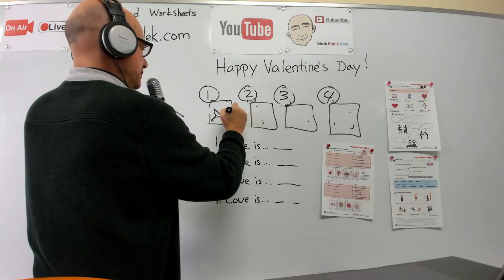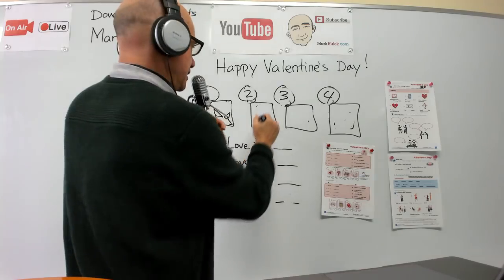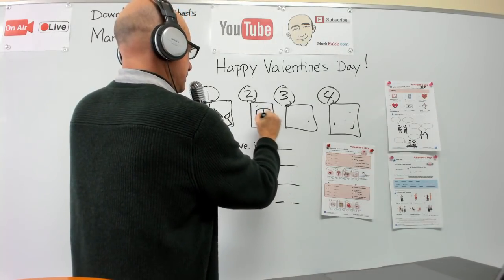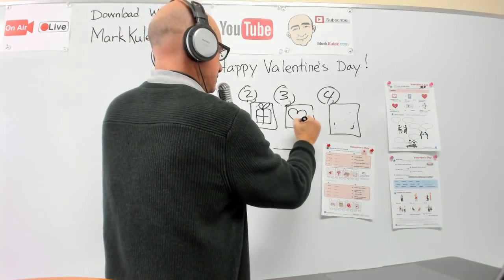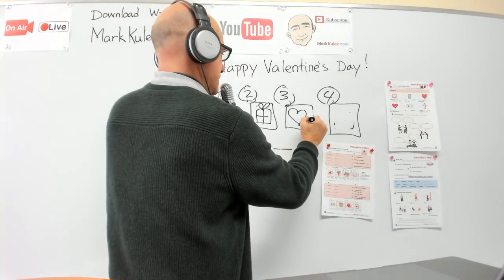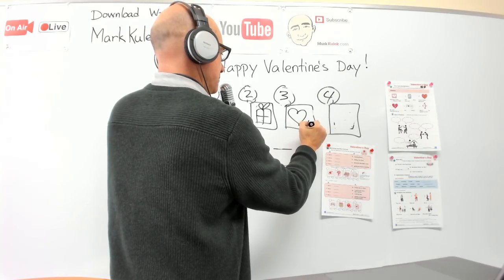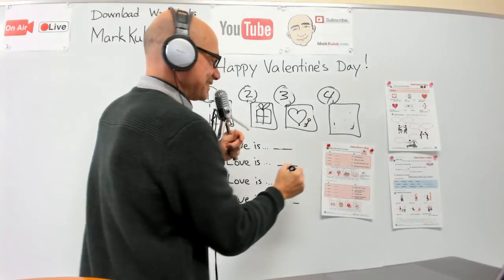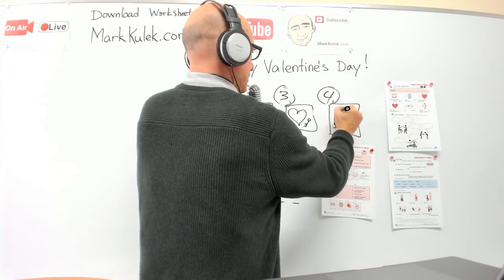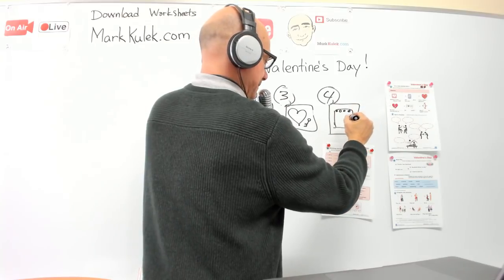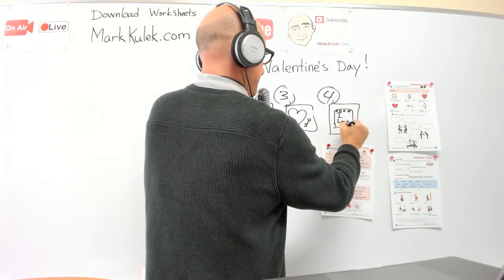Like cocktail drinks. Okay, and then a present. Okay, and then a heart with a key. How should I make the key? Oh, bad key. Okay, and a note. Okay, a note with I love you. Okay.